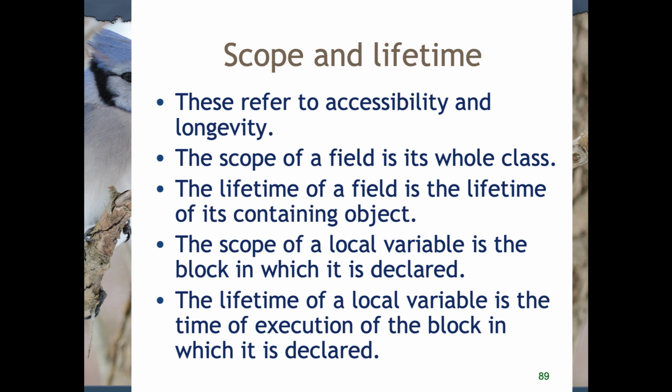The lifetime of a parameter is the lifetime of the method or constructor. It comes into existence when the method or constructor is called, goes out of existence when the method or constructor ends. And similarly, the lifetime of a local variable is the time of execution of the block in which it's defined.